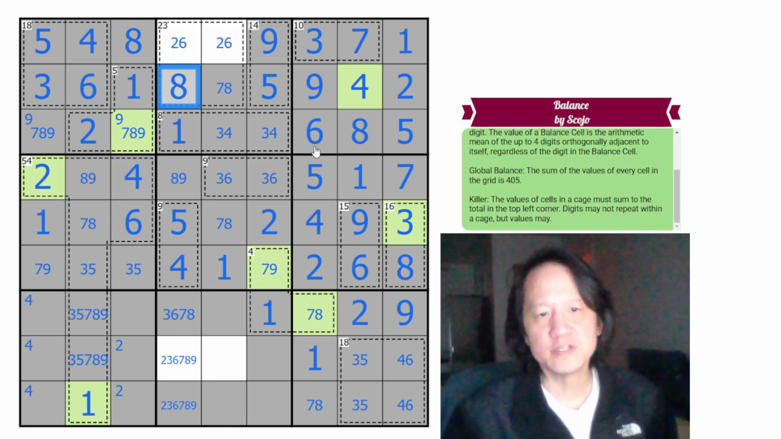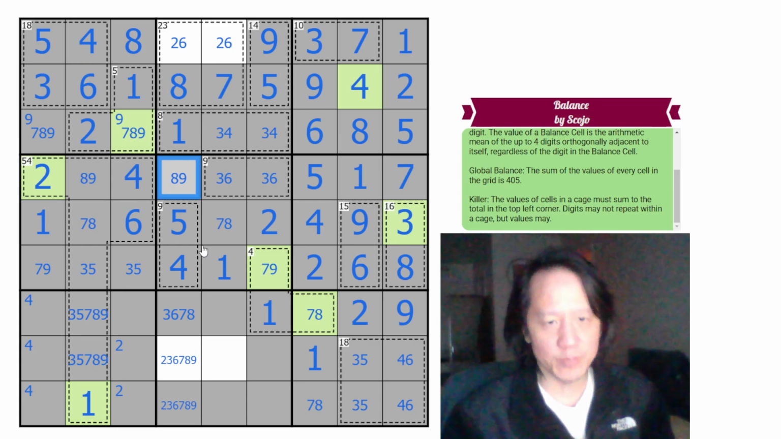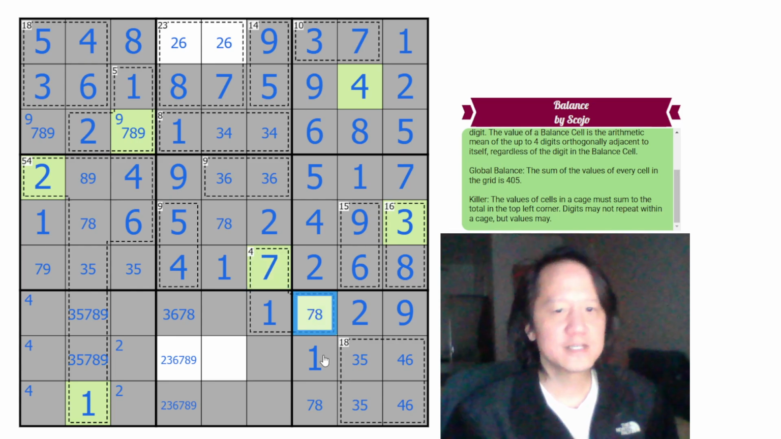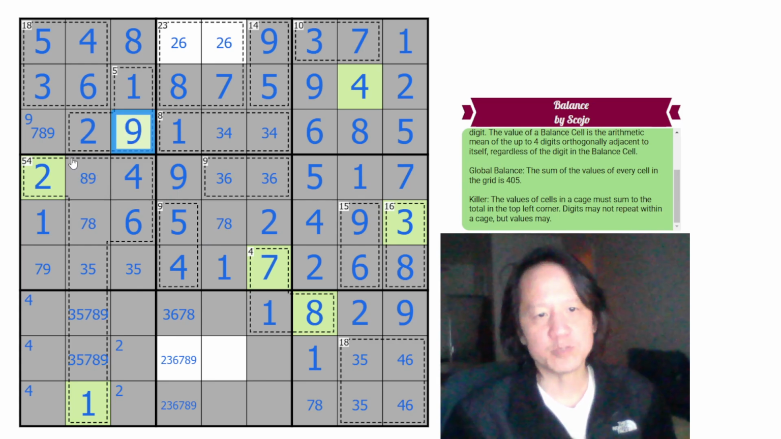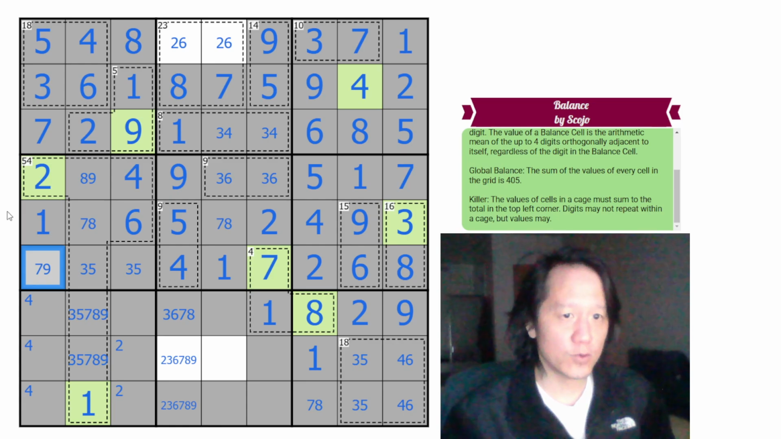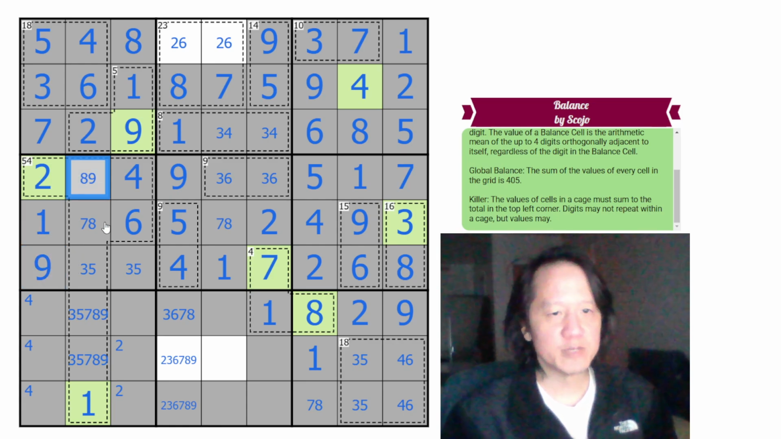So therefore, this is 8 and this is 7, which means this can't be 8. This must be 9, which means this can't be 9. So this is 7. This can't be 7 because of the cage and the balanced cells contain no repeats. So therefore, this is 8. This can't be 7 or 8, so this must be 9, which makes that 7. This can't be 7. Therefore, this must be 9, which makes that 8, which makes that 7, which makes that 8.